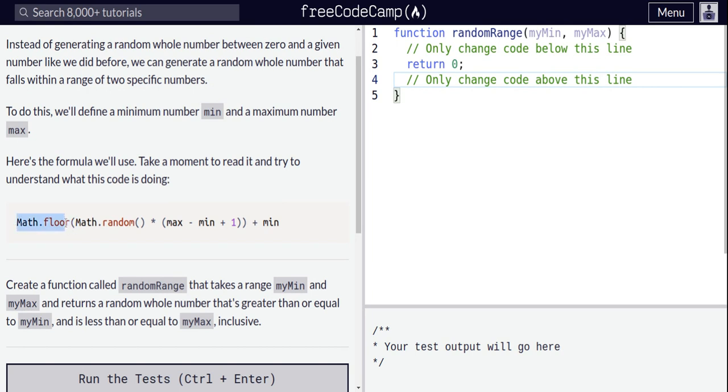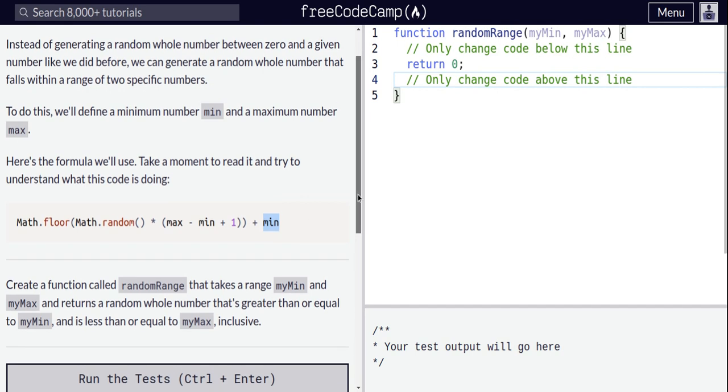So Math.floor, Math.random times, and this is supposed to be your maximum number. So let's say you want to generate a number between 3 and 6. This should be 6, this should be 3, and then this should be 3. So max minus min plus 1, plus min.